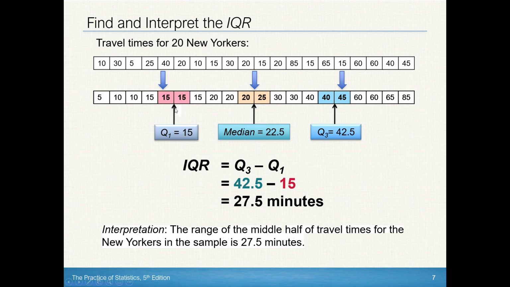This tells me that the middle 50% of workers, the ones that are in here, have a spread of about 27 and a half minutes, or have a range of 27 and a half minutes. They're spread from 15 to 42 and a half. The IQR is one number, so we actually subtract them and get that one value. The interquartile range is just one number.